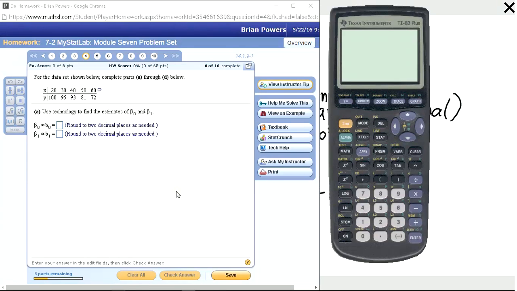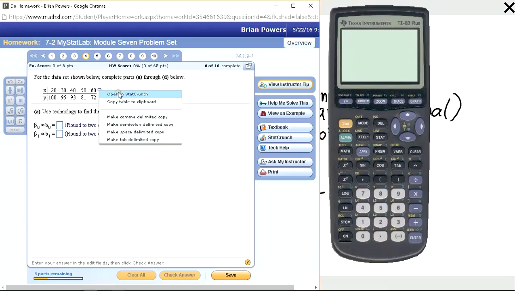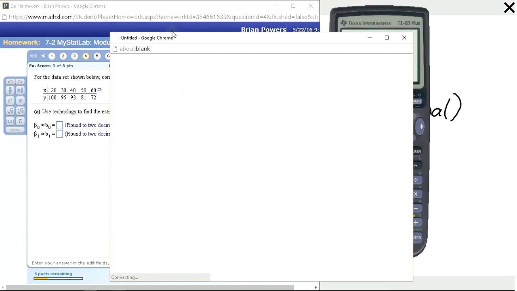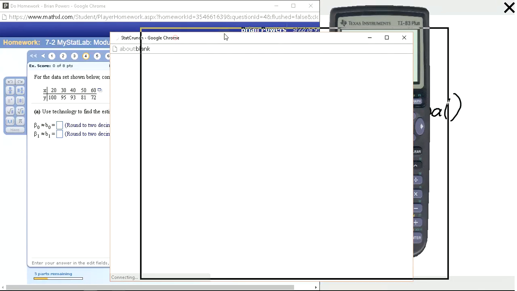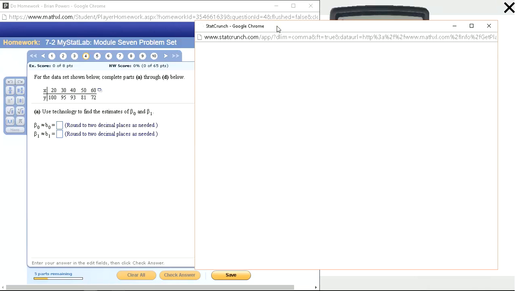Now looking at problem 4, we have a small data set and we're asked to use technology to find the estimates of beta 0 and beta 1. Remember, beta 0 is referring to the intercept and beta 1 to the slope. So let's go back to StatCrunch. Let's open this data in StatCrunch and refresh us on how we'll do the linear regression in StatCrunch.